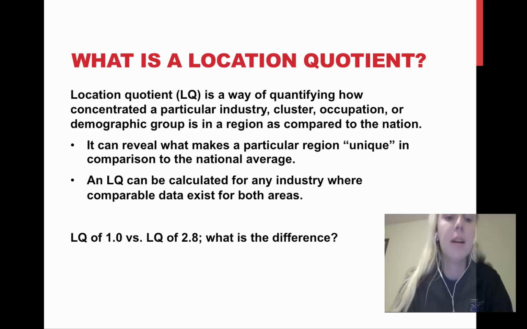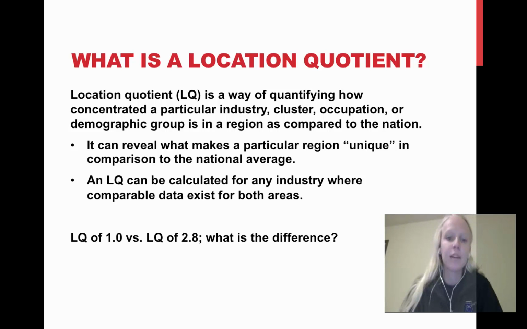So, for an example, a location coordinate of 1.0 in such as the mining industry would mean that the region and the nation are equally specialized in mining. A location coordinate of 2.8 means that the region has a higher concentration in mining than the nation. And location coordinates can be calculated from any industry, not just mining, obviously, where comparable data exists for two different areas.